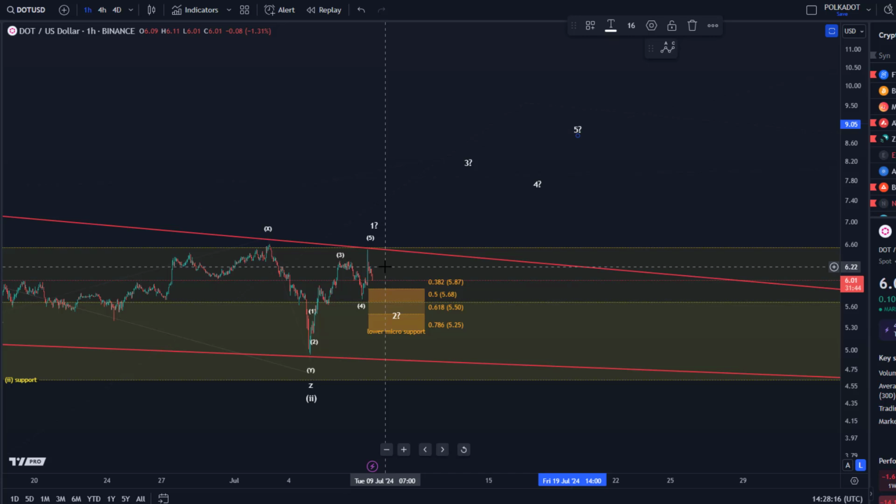We saw a trend line break as well, which I published on Discord, but it will be in the next video as well.